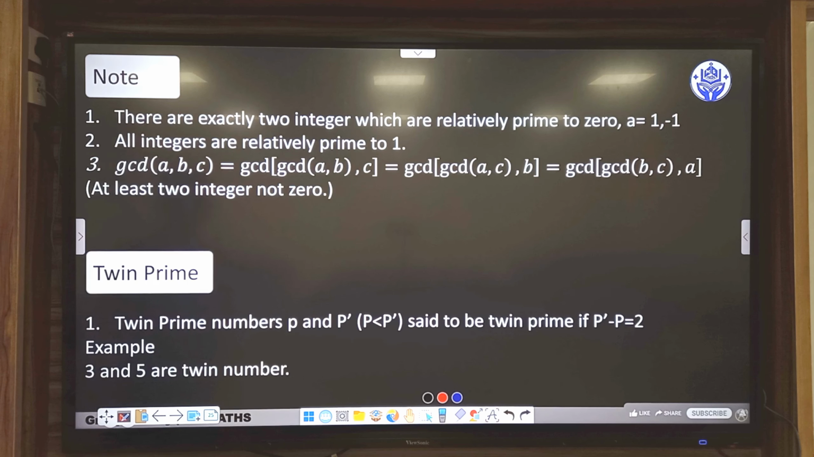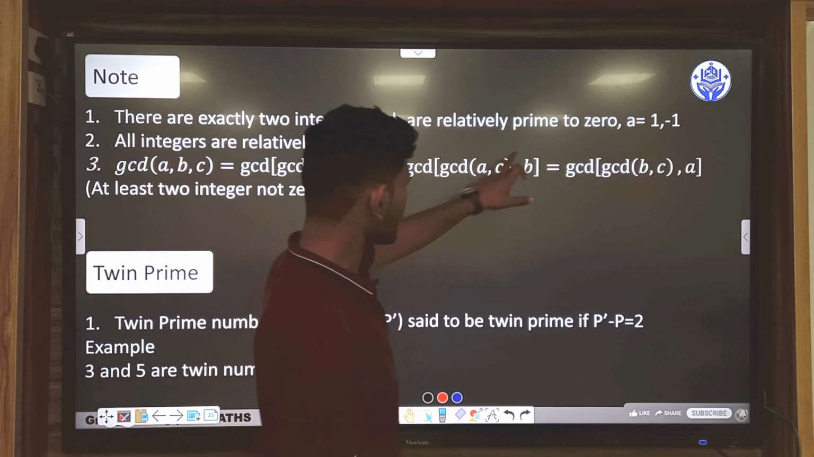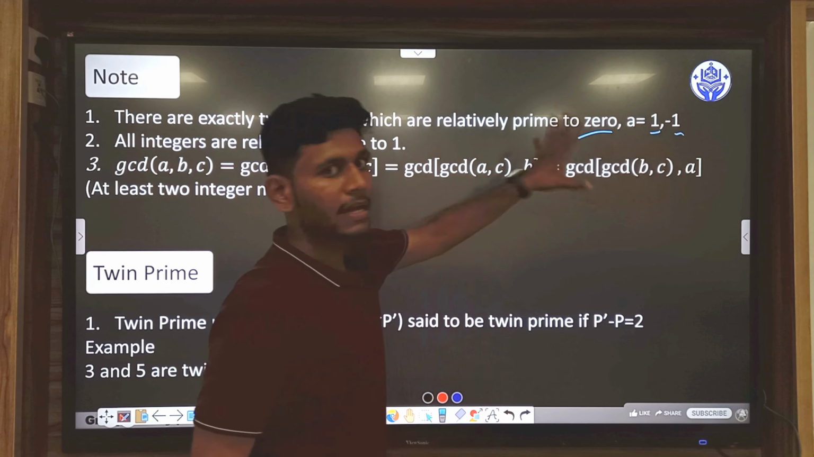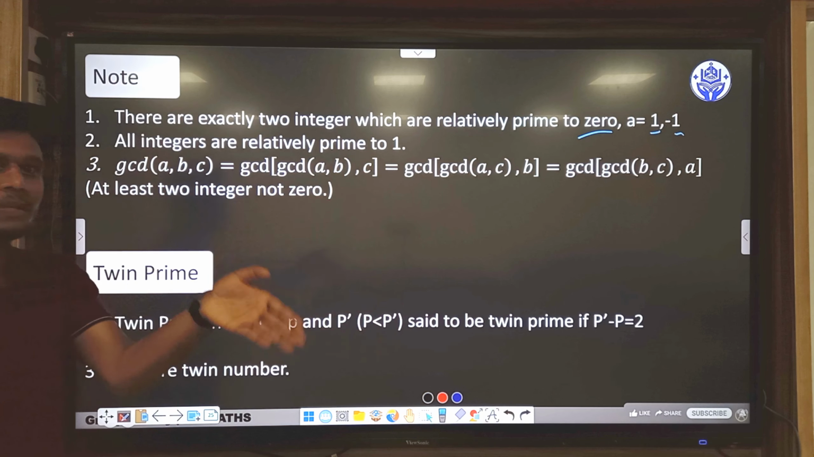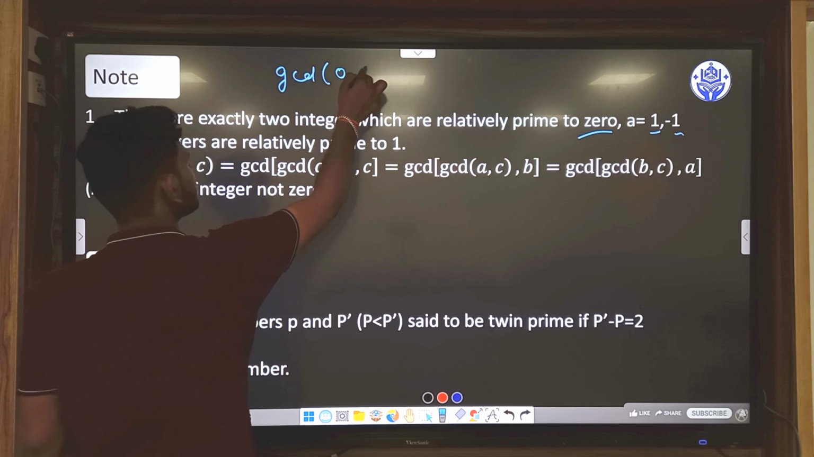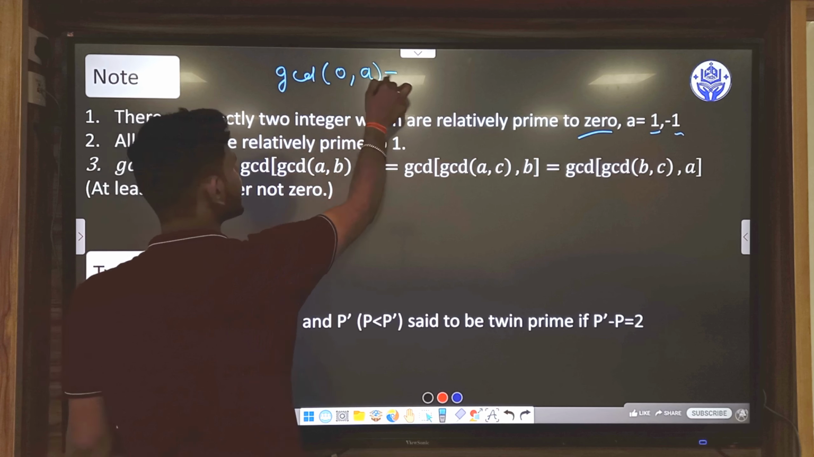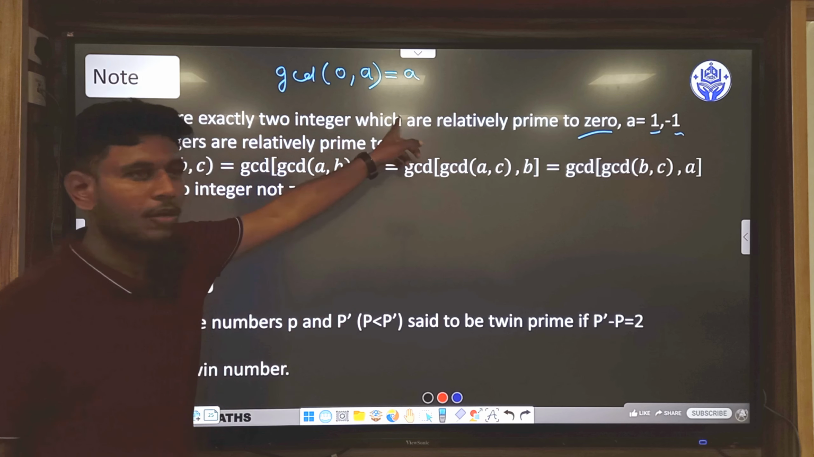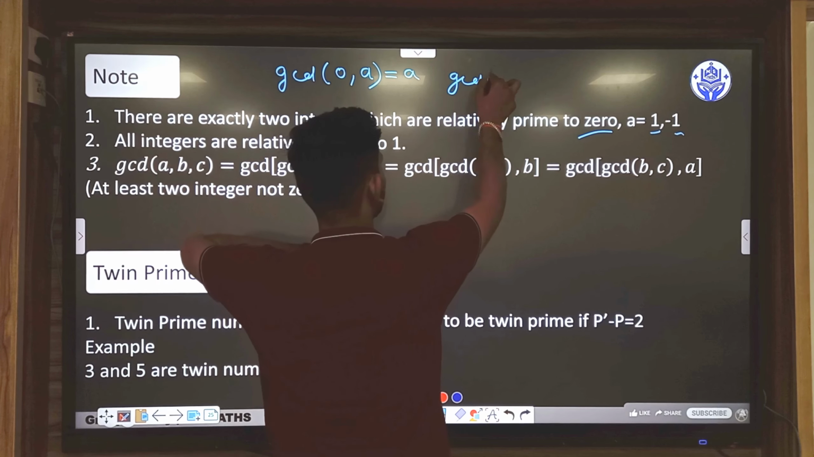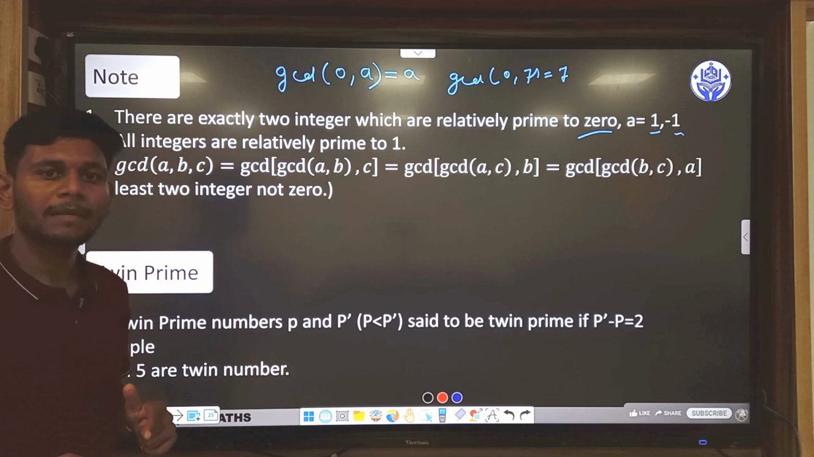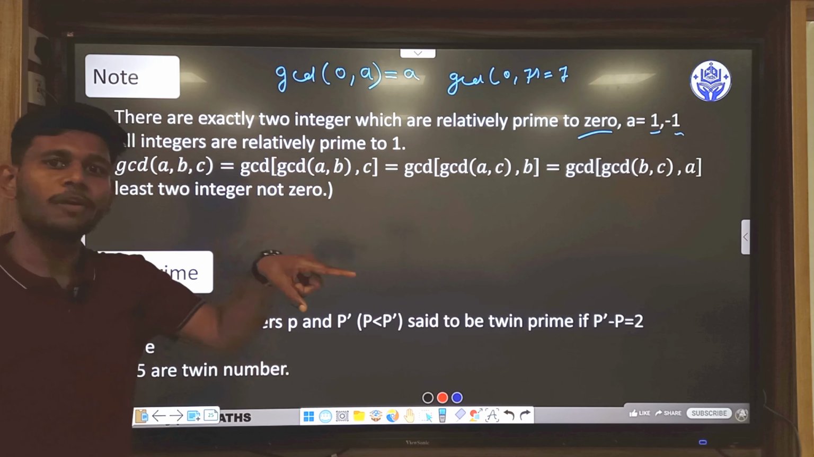Next, there are exactly two integers which are relatively prime to 0: 1 and minus 1. These are the only ones whose GCD with 0 is 1. Because the GCD of 0 with any number is that number itself. If you take the GCD of 0 and 7, it is 7, but for relatively prime numbers it should be 1. So it comes down to only 1 and minus 1.